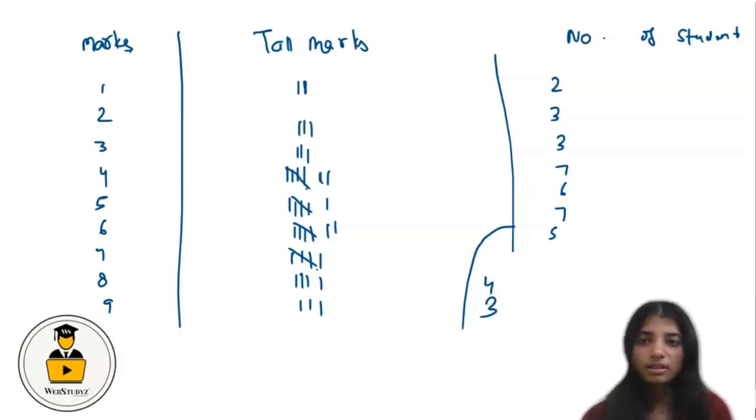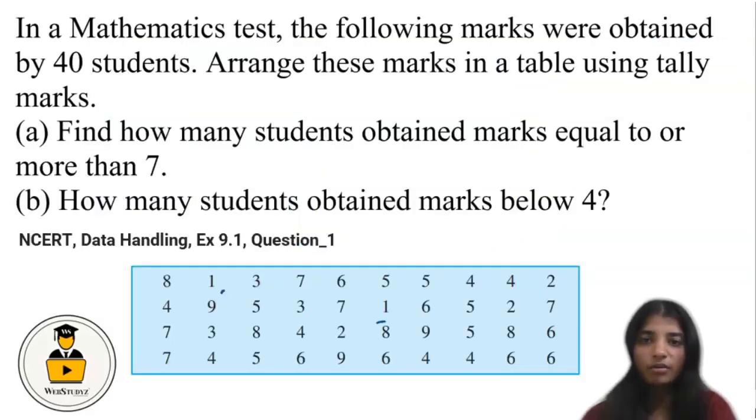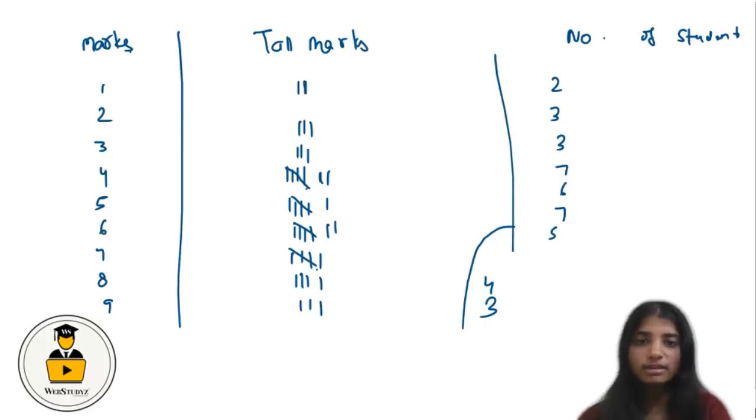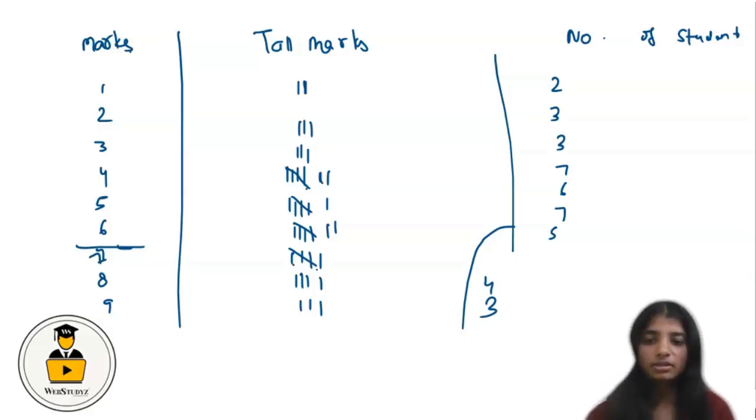So in the first part, we have to find out how many students obtain marks equal to or more than 7. So look at this table. This is 7. We have to find out the students who obtain either 7 marks or more than 7. So from here, 5 students have 7 marks, then 4 students have 8 marks and 3 students have 9 marks.